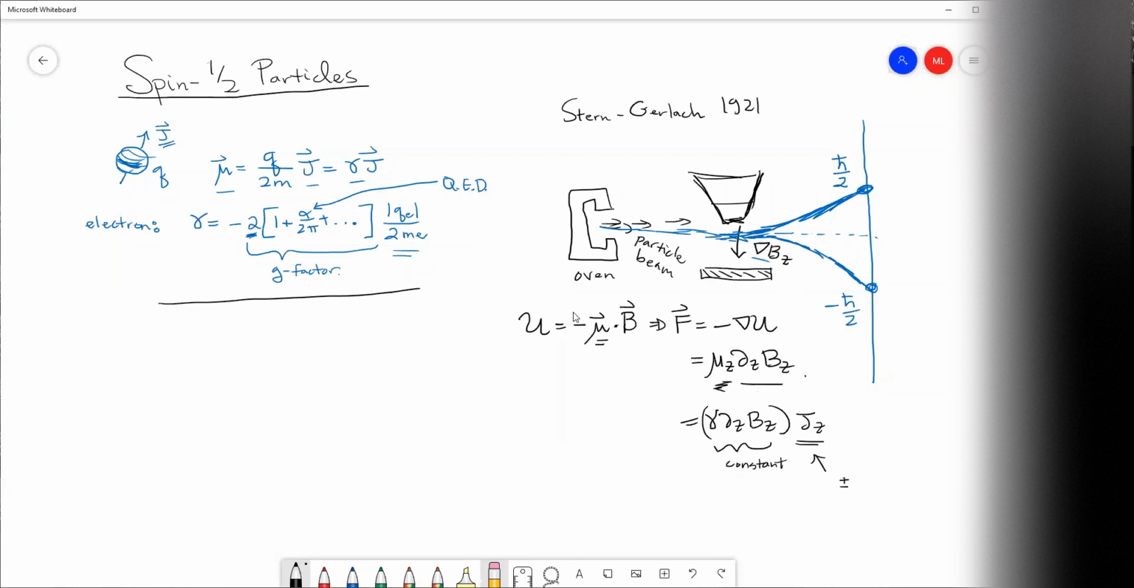And then there's this other part. From this experiment, what they found is that if you calculate all the constants, what's left over is just plus or minus h bar over 2. Those are the two values you get when you measure the angular momentum along a particular direction. That's what this experiment does. Since mu is proportional to J, what are we doing here? We're measuring the z component of angular momentum.